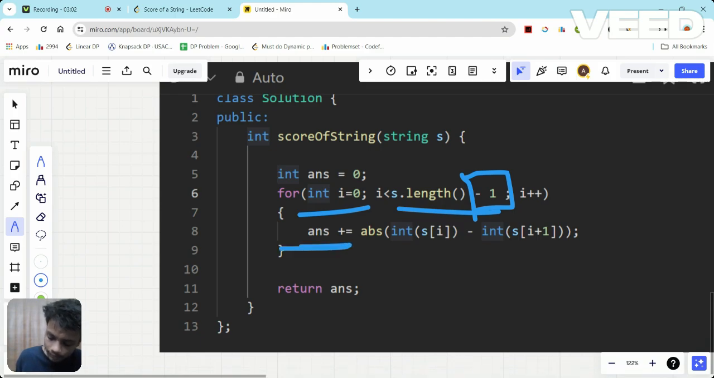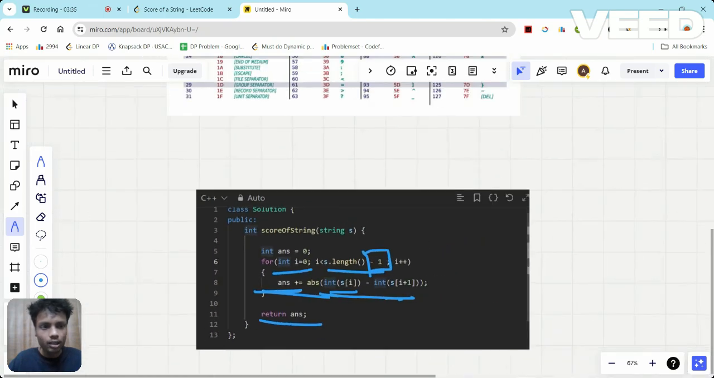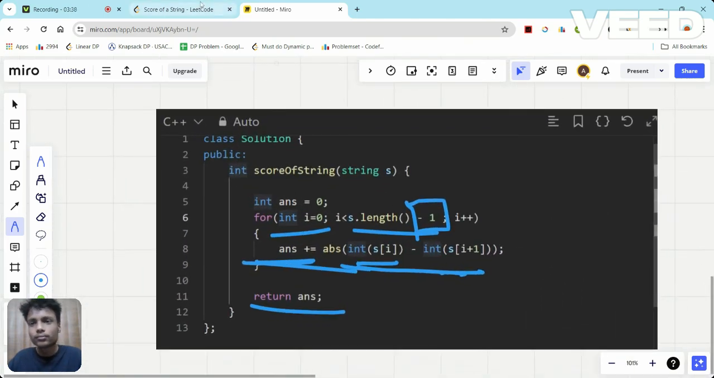And then I am adding all the values, basically the absolute difference between the ASCII values of s[i] and s[i+1]. As you can see, I have written int before s[i]. It is converting the character value of s[i] into the integer value, or you can say the corresponding ASCII value. So it is simply taking the difference, and then I am adding the difference into the answer, and at the end I am returning the answer. So this is what the problem is all about. I hope it is clear to you.